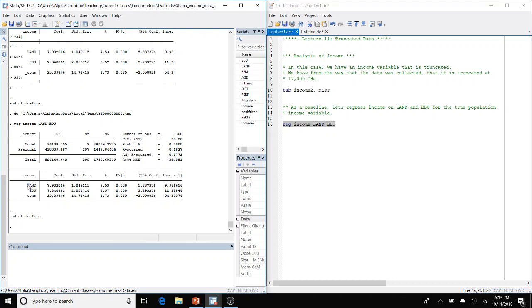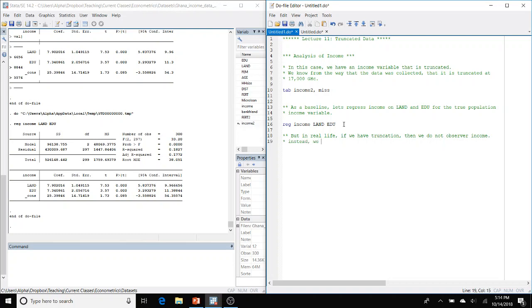So here are our population estimates. All right, so basically we're saying that this income variable represents the full population of small farmers in northern Ghana. And so these are our estimates of the relationship between land and income and education and income. These are estimates of our true population coefficients. But in real life, if we have truncation, then we do not observe income.